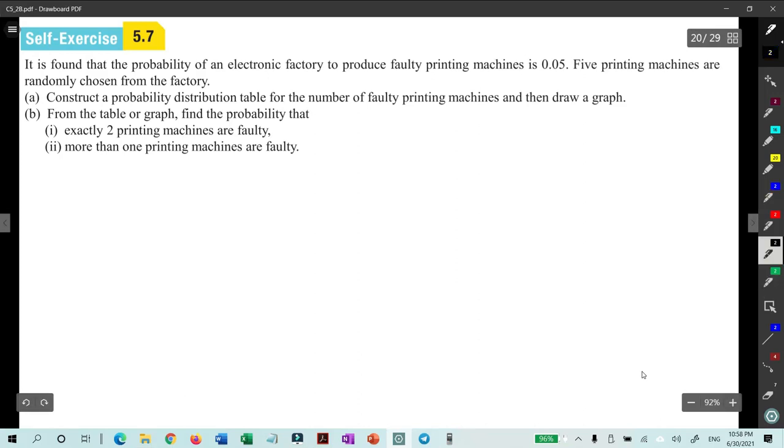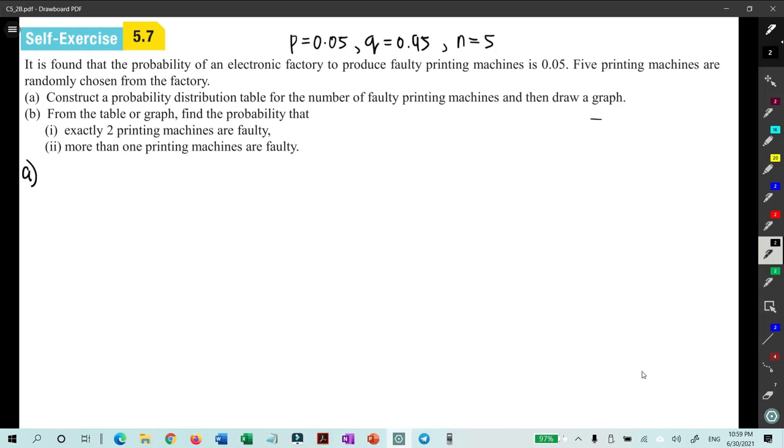Okay guys, let's look at section A. So first of all, we know that the value of p is 0.05. So therefore, the value of q is 0.95. How about the value of n? n is equal to 5, because 5 printing machines are randomly chosen. Construct a probability distribution table. So the value of X is actually from 0 until 5.